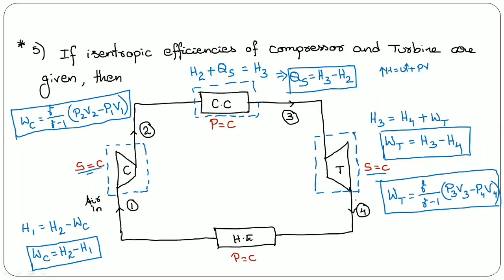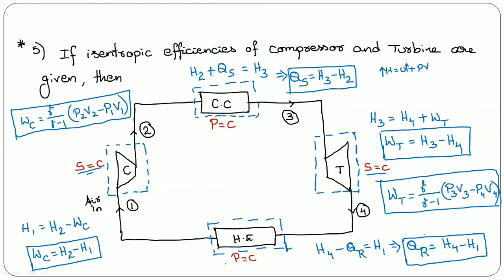Now after expansion in the turbine, the air enters into the heat exchanger. In the heat exchanger, at constant pressure, heat is rejected to the surrounding atmosphere. So if we write the expression here, H4 minus the amount of heat rejected is equal to H1. So this can also be written as heat rejected QR is equal to H4 minus H1. So this is the amount of heat rejected.